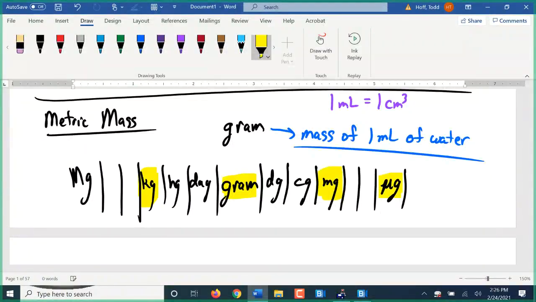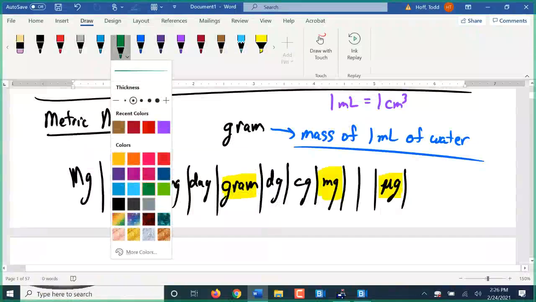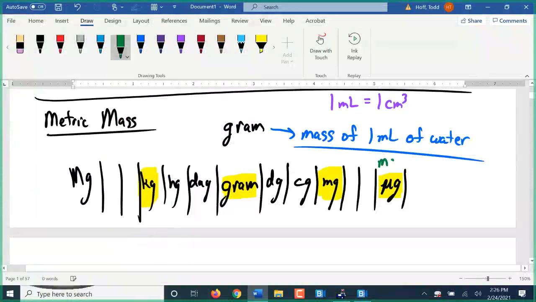Micrograms get used a lot in medicine. But in medicine, again, as we mentioned, because of that need to keyboard everything into a computer, instead of using that Greek letter mu, they use MC. So they might use MCG for microgram. That's what it stands for.